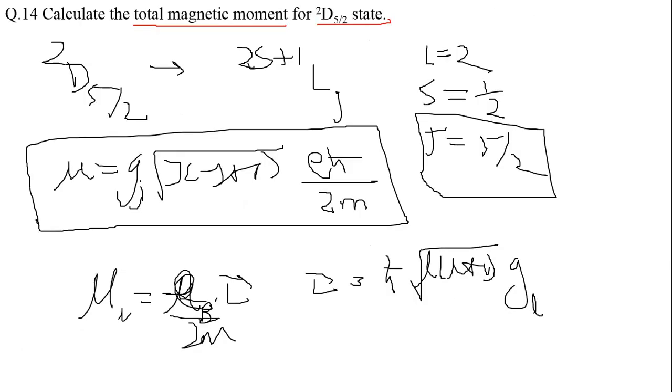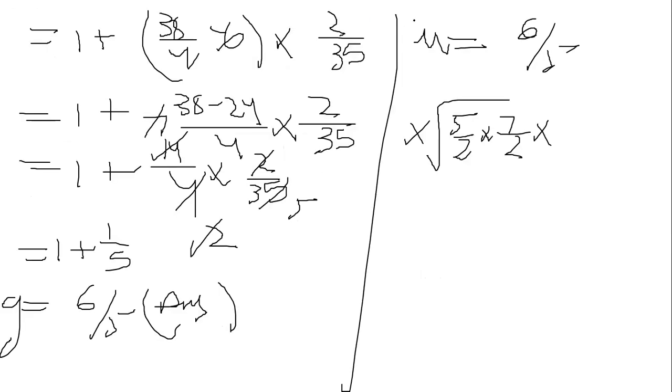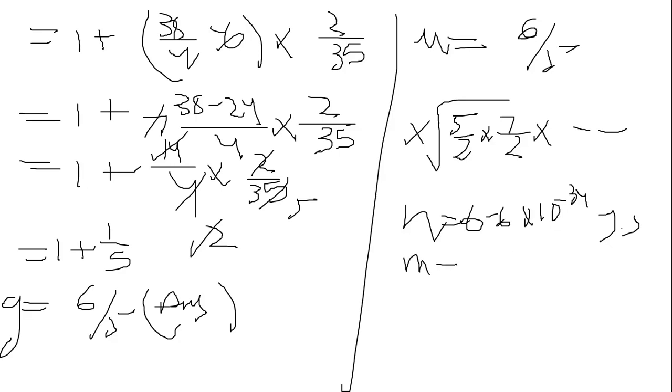It will be m for electron. So we know the mass of electron is 9.1 into 10 to the minus 31 kg. So when we put all these values, we have h is equal to 6.6 into 10 to the power minus 34 joule second, and mass of electron is 9.1 into 10 to the power minus 31 kg. So put all the values and calculate and tell me the answer.